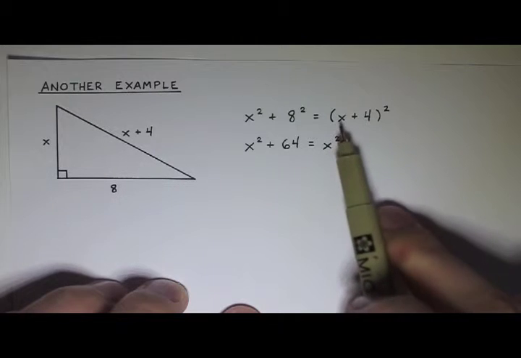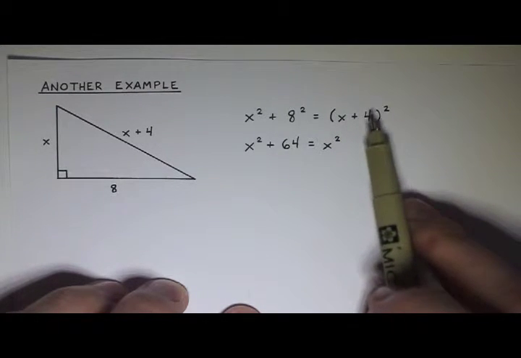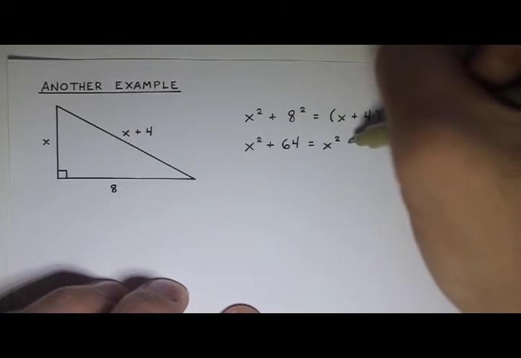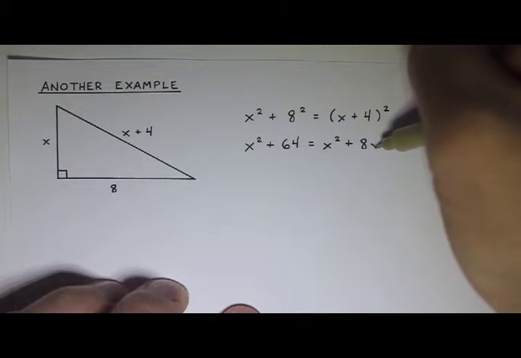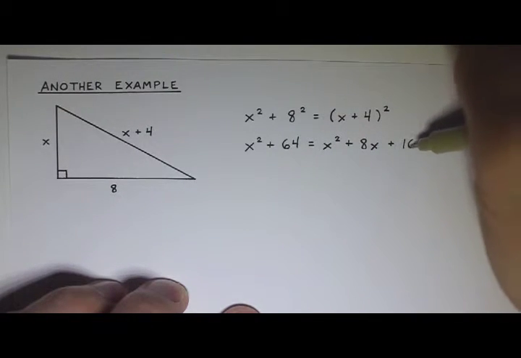Imagine x times x is x squared. Then the cross terms, we'll get x times 4, 4x. 4 times x, another 4x. So when you add them together, 8x. And then the last term, 4 times 4, 16.